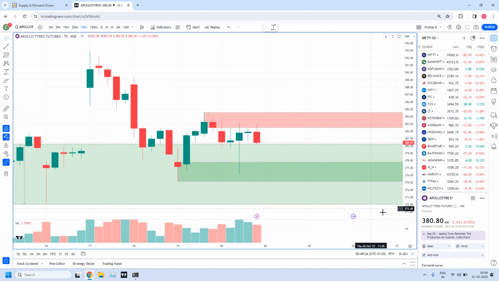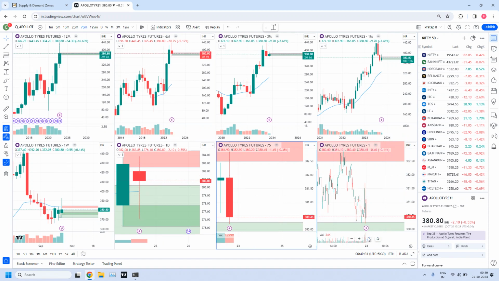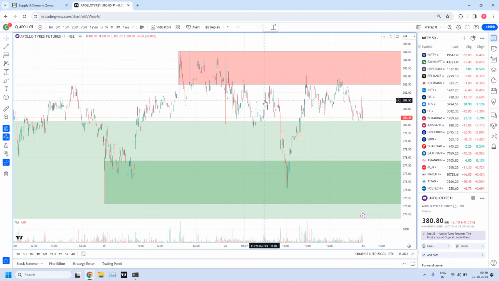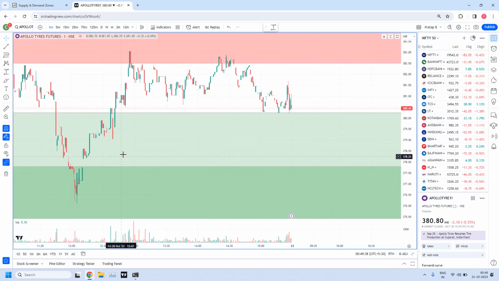Okay, to understand exactly when we got this entry and when it reached the target, let's go to the 15 minutes or 5 minutes zone. This is the 1 minute chart. Nothing wrong in looking into this.